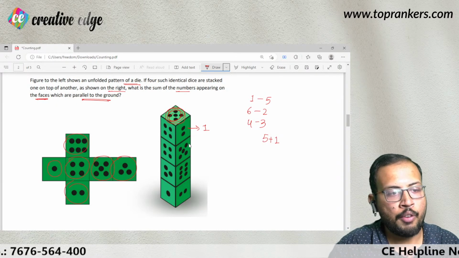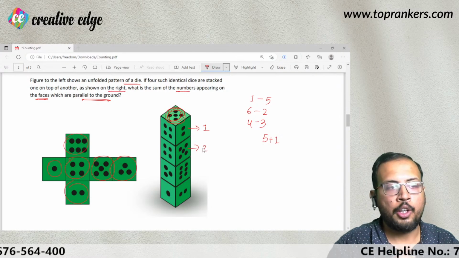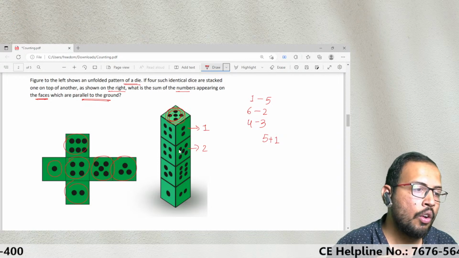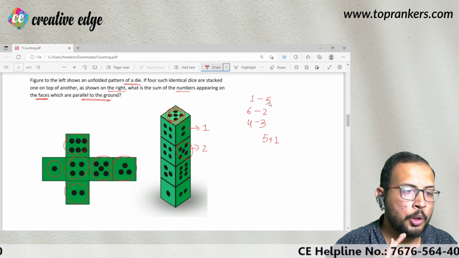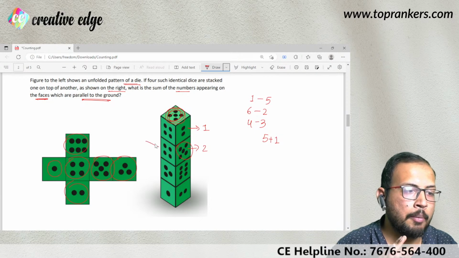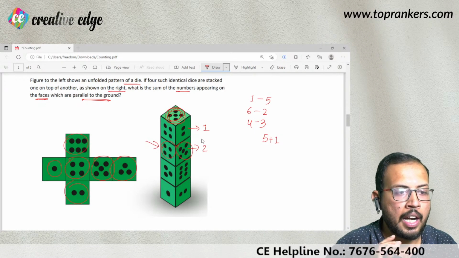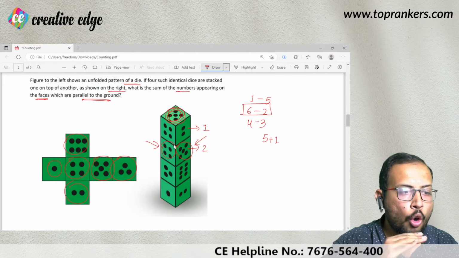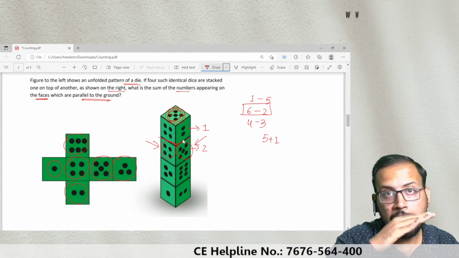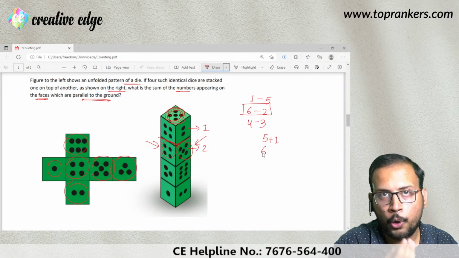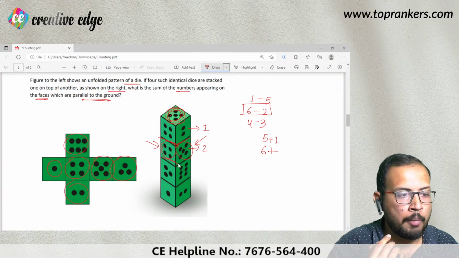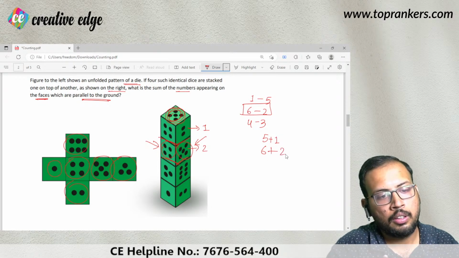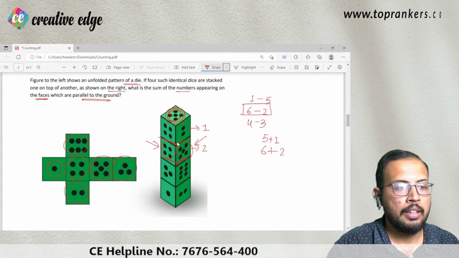Now if I talk about the second dice, which number you are going to have on top? So first of all, you can see that 5. So opposite to 5 is 1. So obviously 5 and 1 must be here, and 4 and 3 must be here. So that means we are left with 6 and 2. That means on the top of the second dice, you are going to have 6 or 2, and on the bottom of the second dice, you are going to have again either of 2 or 6. This is going to be my second sum for the second dice.